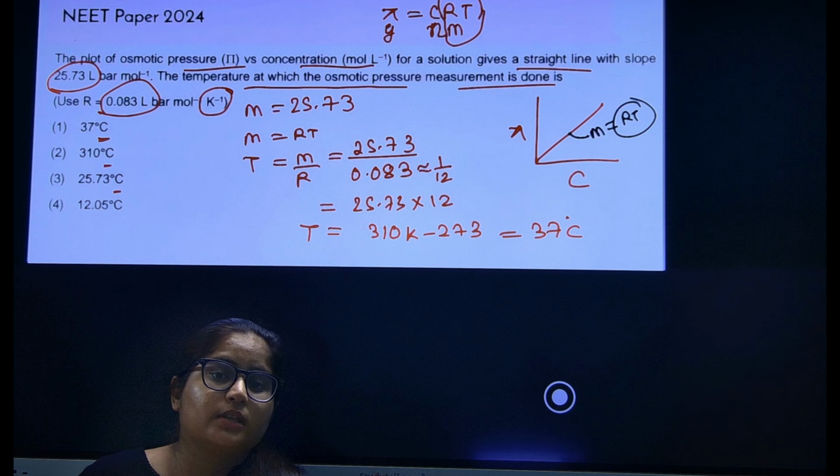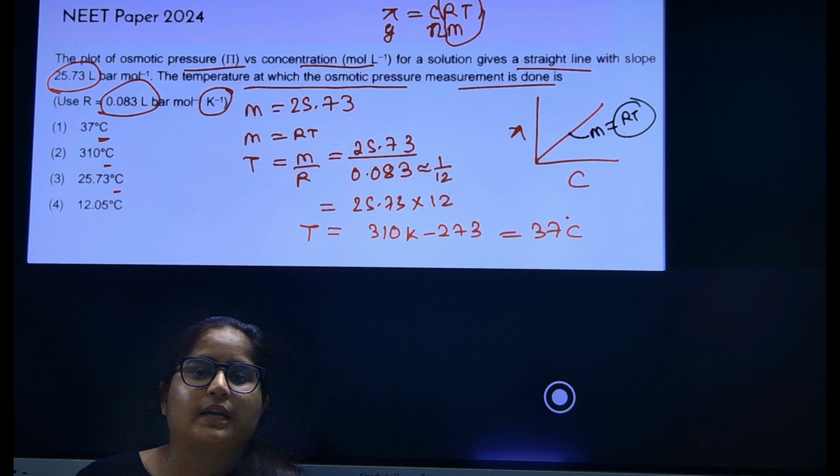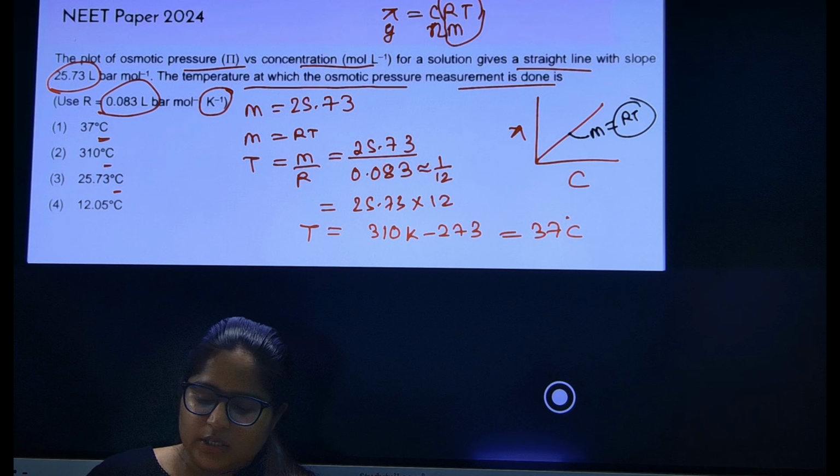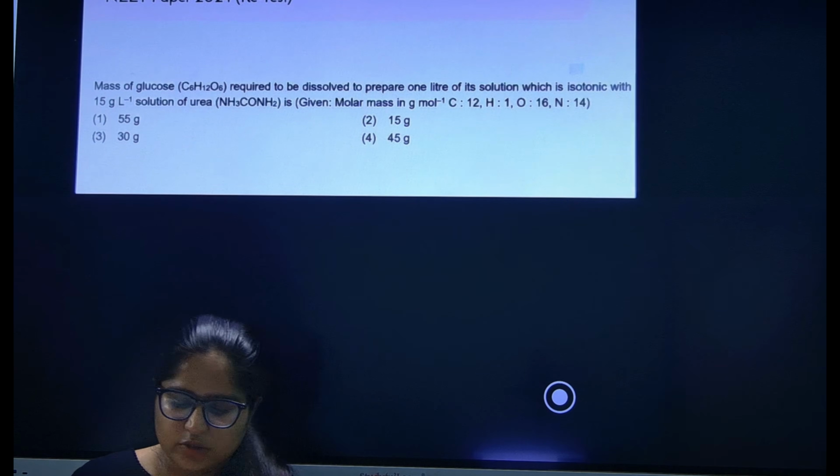So this point you will mention in your notebook: whenever temperature is given, generally we will get it in SI unit Kelvin. See in the option whether they are asking in Kelvin or in Celsius. Let us move to the next question.